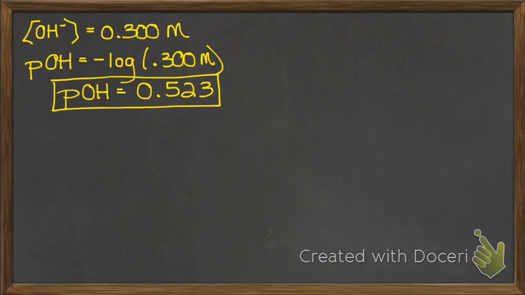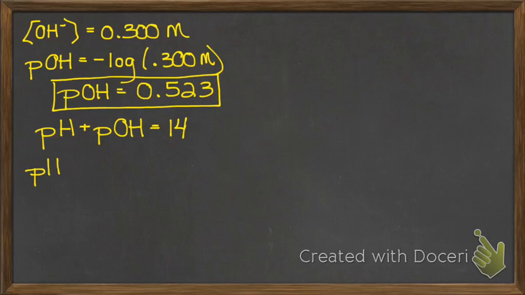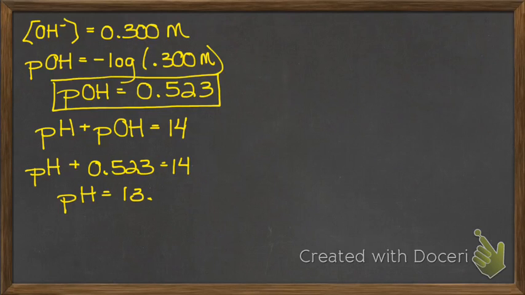Next thing that we should probably solve for would be the pH. Think about this formula that we have on the other side of your notes. Those two quantities always add up to equal 14. So pH plus 0.523 equals 14. So what must the pH equal? 14 minus that number, and we'll get 13.5.